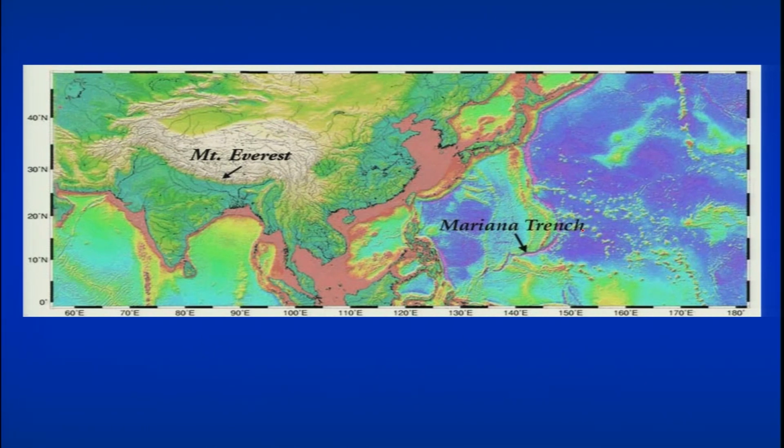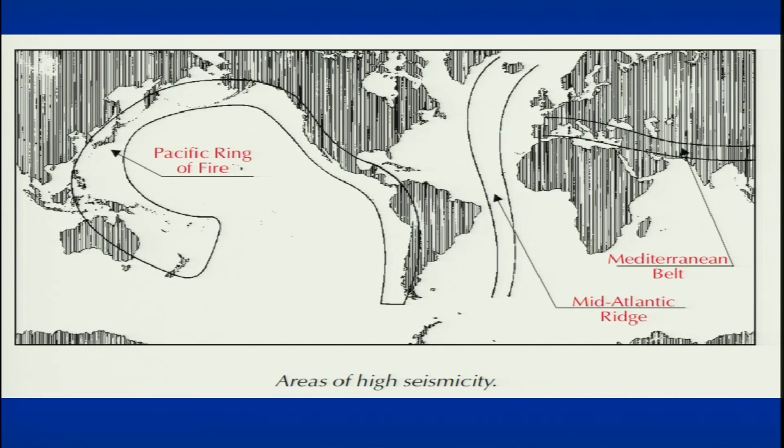And because of the plate tectonic movements and the ongoing active tectonism, we have these two points, which are the tallest and the deepest on the Earth's surface: Mount Everest, almost 8,850 meters, and the Mariana Trench, the deepest one, 11,035 meters.